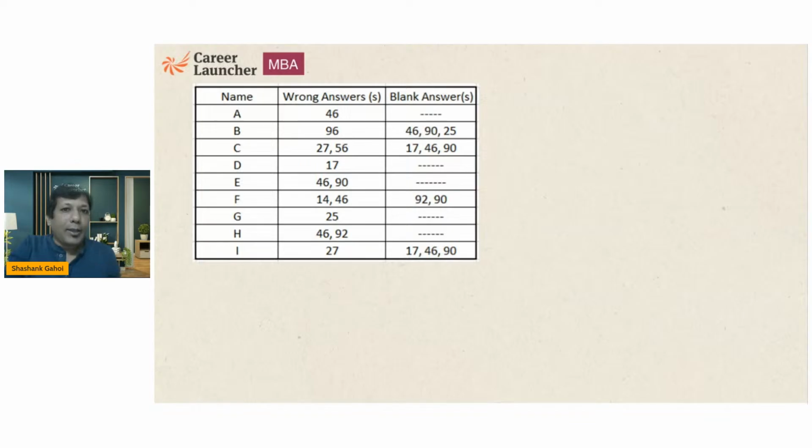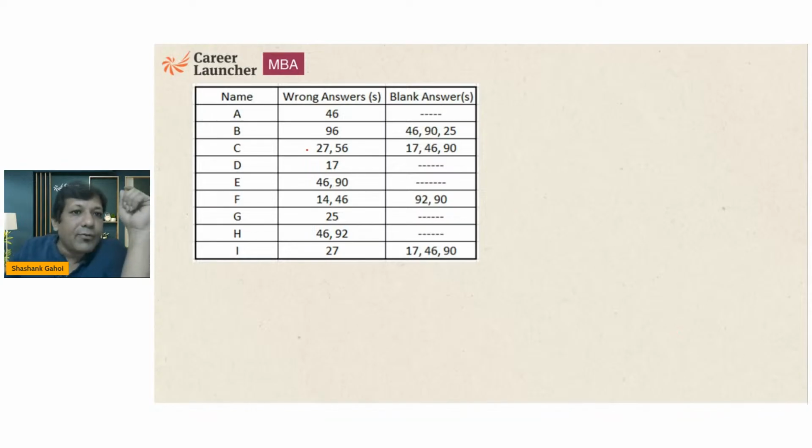Now I'm going to look at this table. The question says that if you get the answer key directly from the mastermind, you are definitely going to get only one answer wrong, no other answer wrong. Neither are you going to get a blank, nor are you going to get more than one answer wrong.